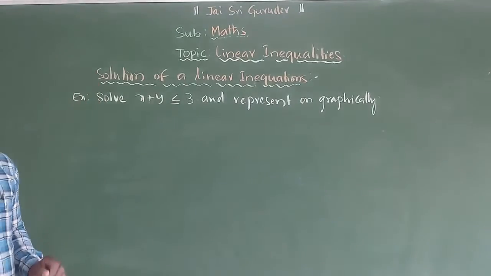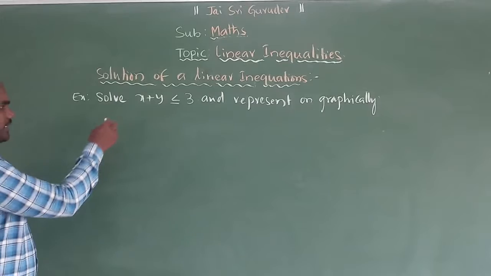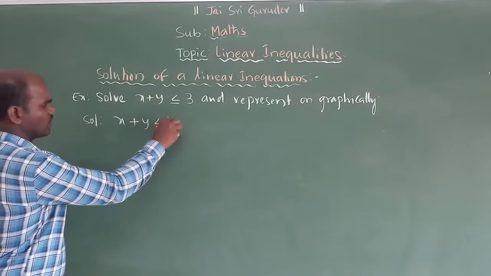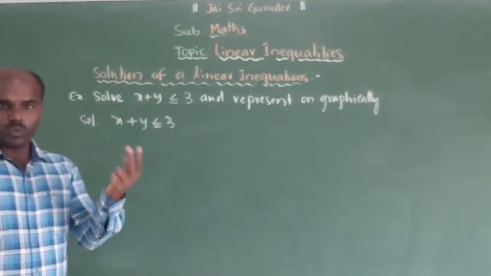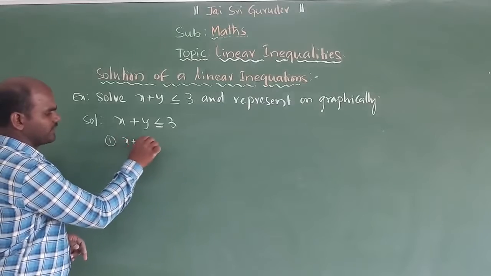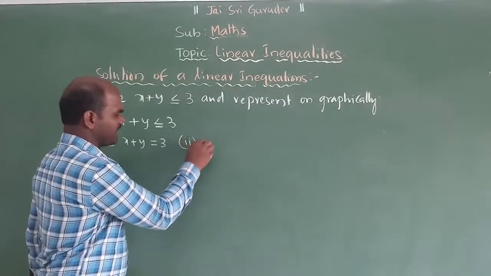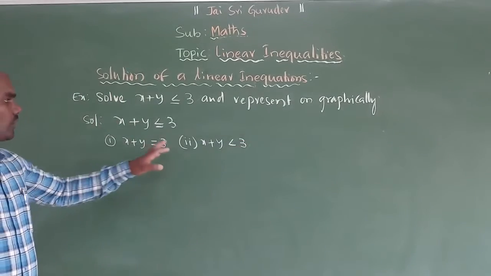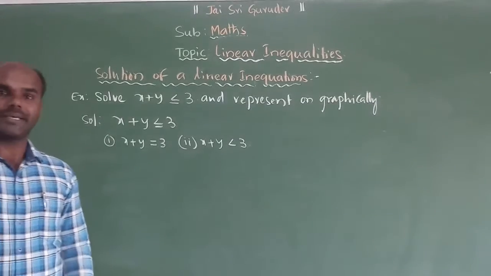Now first we have to find the pair of points for the linear inequation. In this one, less than or equal means there are two symbols. So the first one I am taking as the equal sign, that is x plus y is equal to 3. The second one is x plus y less than 3. For the first one we have to find the pair of points.